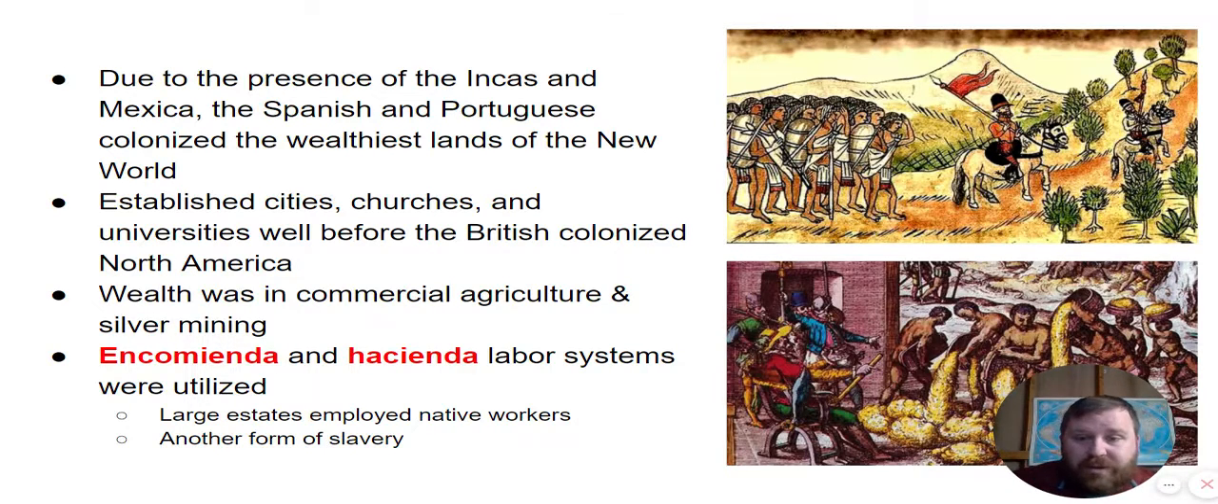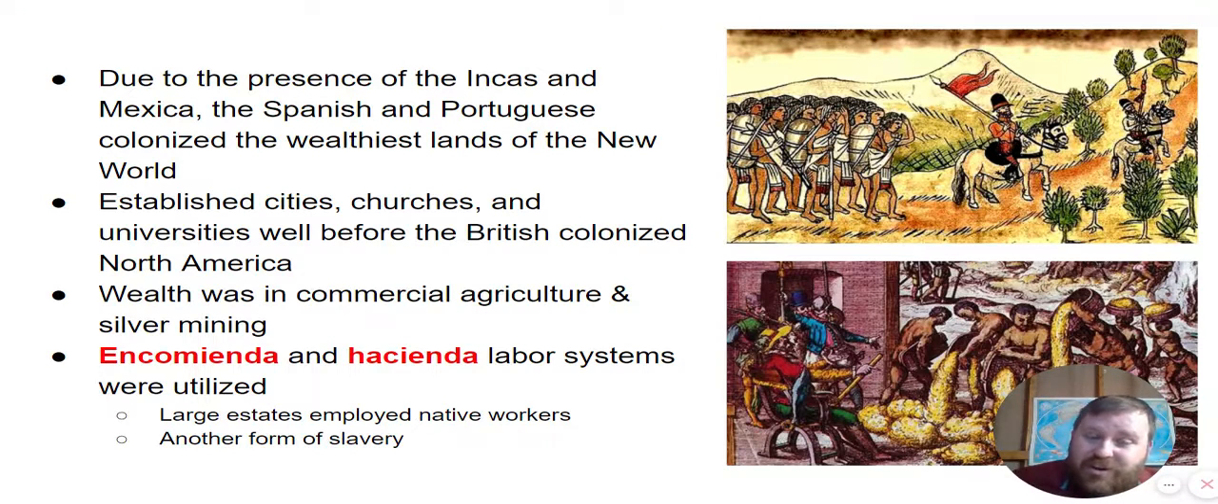This is another type of slavery using plantations, using these large estates that are employing native workers, and by employing we mean forcing native workers to work on their land. And this is again another form of slavery. It's just not using African workers and the slave trade across the Atlantic, but it's using native tribal people that were there before, or people who were part of major states before, like the Incas and the Mexica, and using those native people as free labor essentially. So those were called the encomienda and the hacienda labor systems.